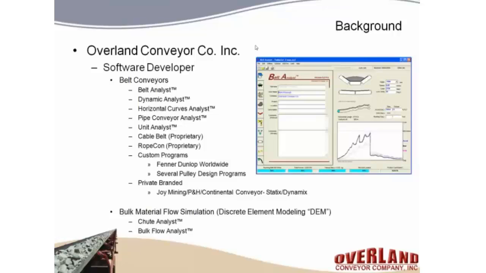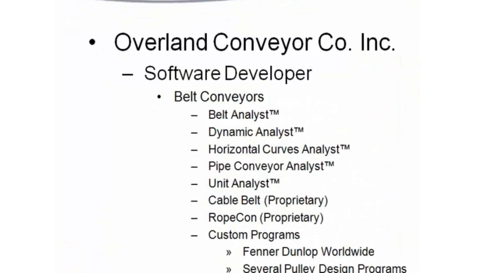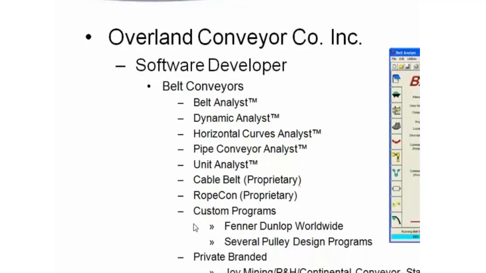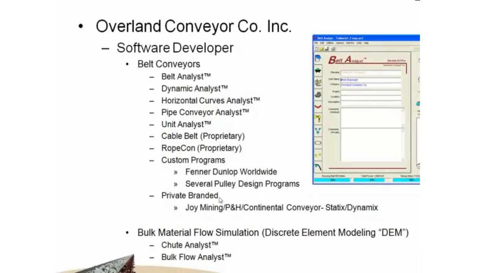Overland Conveyor Company is a consulting engineering company that specializes in belt conveyor design engineering and technical support. We are also a software developer and marketer. We specialize in belt conveyor engineering software. Our main product is Belt Analyst, which we'll be talking about today. We also have Dynamic Analyst, Horizontal Curve Analyst, Pipe Conveyors, Unit Analyst. We have some proprietary products such as the Mezzo Cable Belt and the Doppelmayr Rope Con. We also do custom programming, and we do private branding for particular customers.